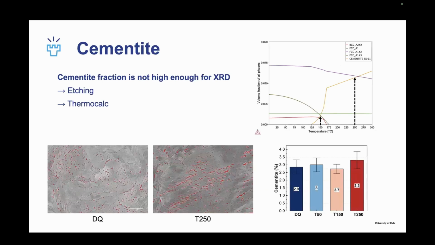A little more about the cementite. Like I said, we couldn't measure it with XRD, but we could use Thermo-Calc for calculation of the fractions and also image analysis. And based on the Thermo-Calc calculation, we could see that cementite fraction should be increasing with the elevated temperature, so with the 250 tempering. As well, we could see the same result with the image analysis, but I would still consider Thermo-Calc more reliable in this case.